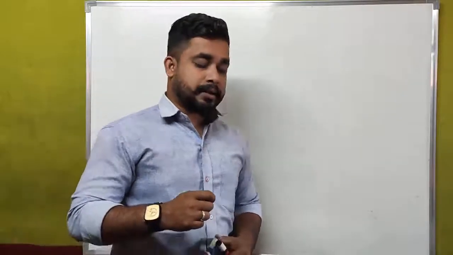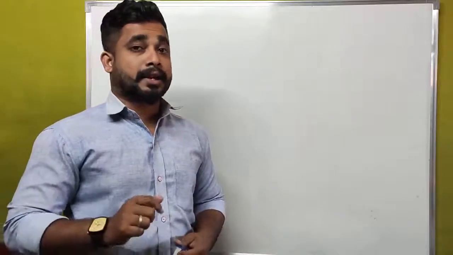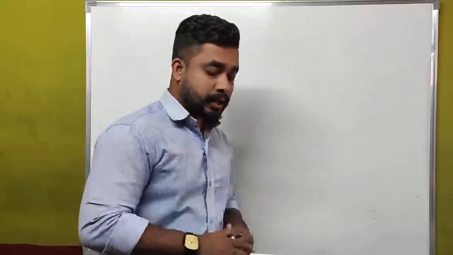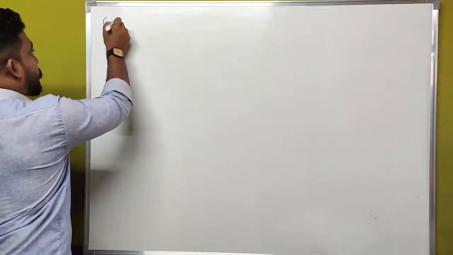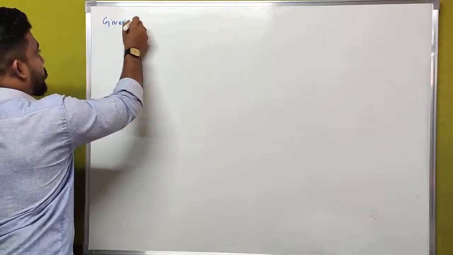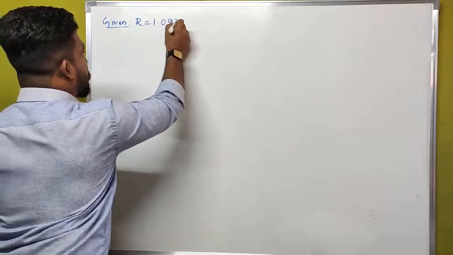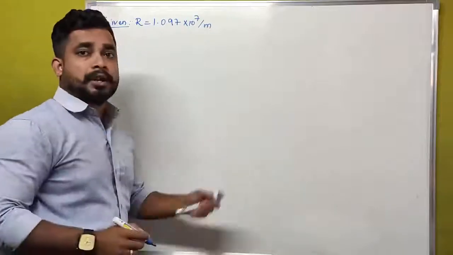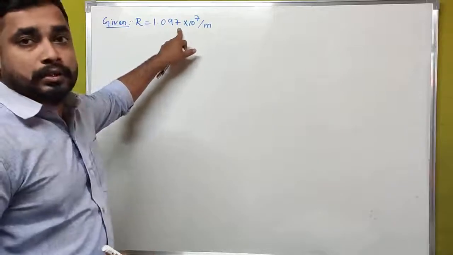Here he has given one constant, R is equal to 1.097 into 10 to the power of 7 per meter. That is the Rydberg constant. Here capital R is not resistance. It is 1.097 into 10 to the power of 7 per meter, or you can write that as meter inverse. How did we get this number? That we should know first.